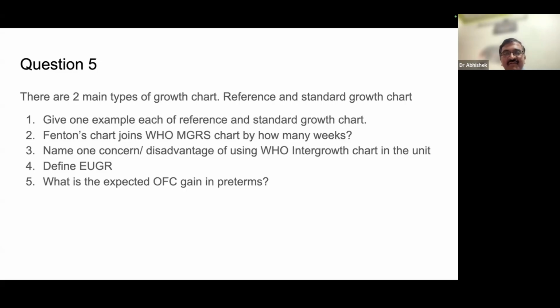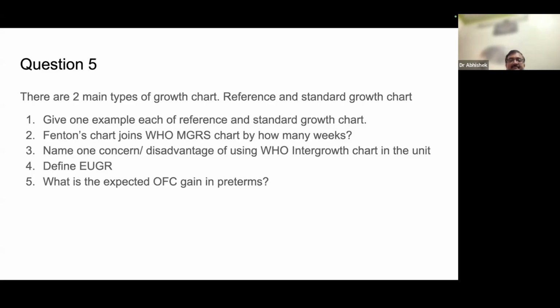What is one concern or disadvantage of using the WHO Intergrowth chart in your unit? They have taken postnatal EUGR into consideration. Not agree, Divya. Okay. Any other concern? So Anupam is partly right. Less than 33 weeks, the data available with the WHO Intergrowth chart is very less. Less than 500 data is available. And the problem with the WHO Intergrowth chart is it overestimates IUGR, underestimates EUGR. It makes more IUGR babies in your hospital.